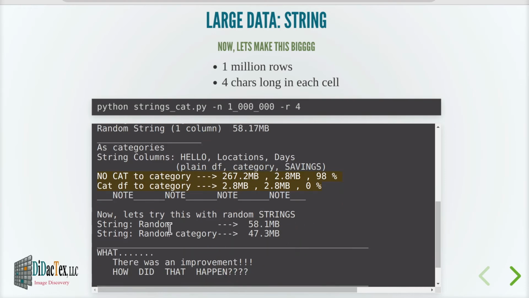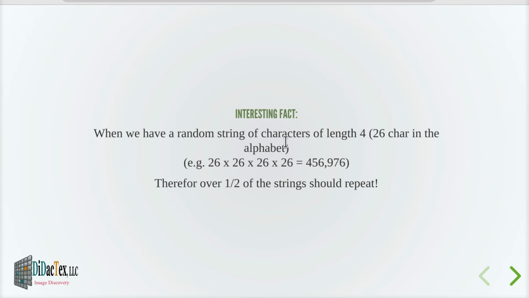But look at this. When I take that last column of 4 characters of random strings, which is 58 megabytes, and convert it to categories, it drops down to 47 megabytes. So what happened here? Well, an interesting fact. If you have a random string of 4 characters, and there are only 26 letters in the alphabet, the number of permutations is 26 times 26 times 26 times 26, so you have about 500,000 unique values. So half the strings should repeat. And that's why we're seeing savings when we take that quote unquote random string and convert it into a category. Because they are repeating, it drops down in size.